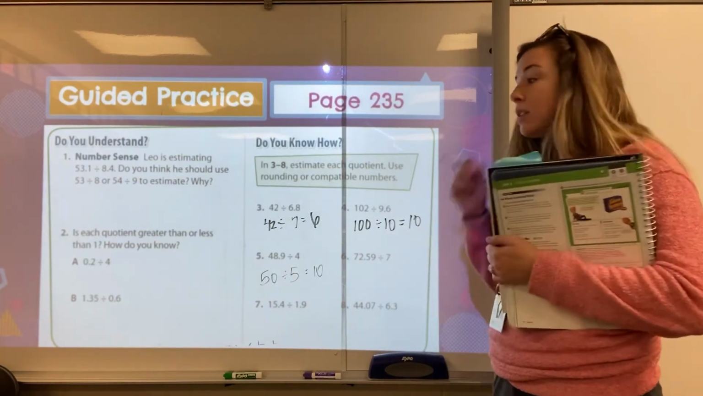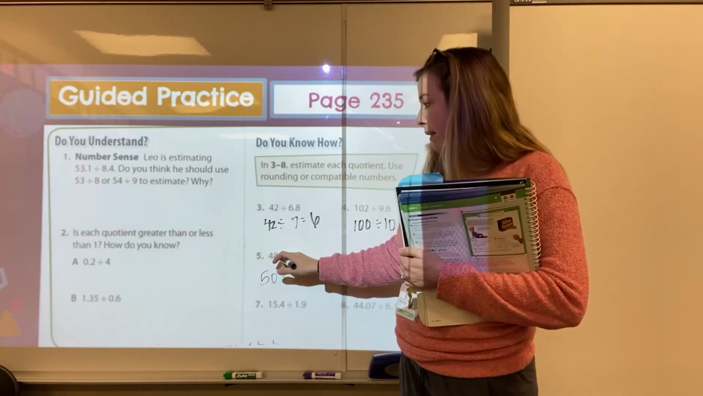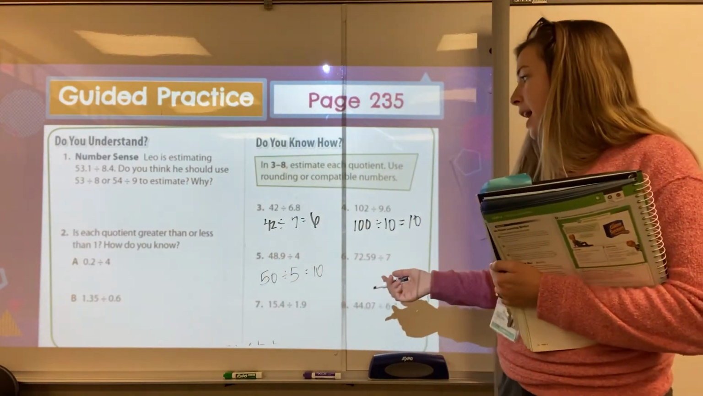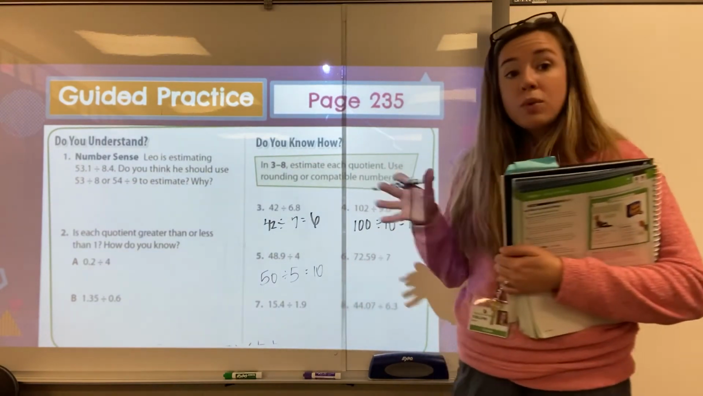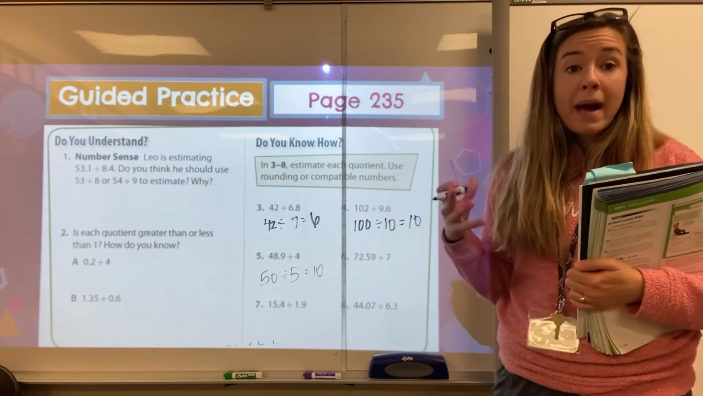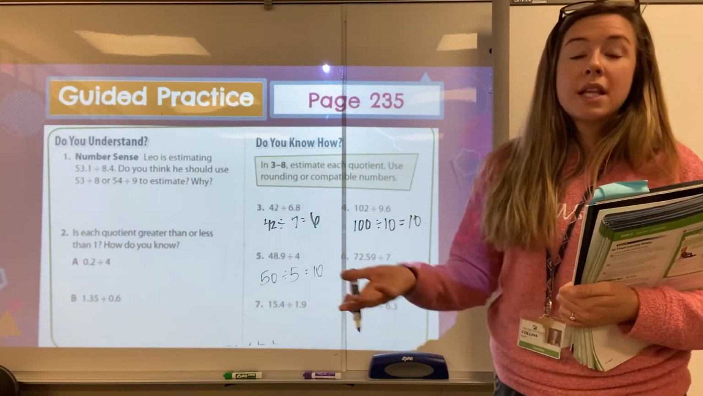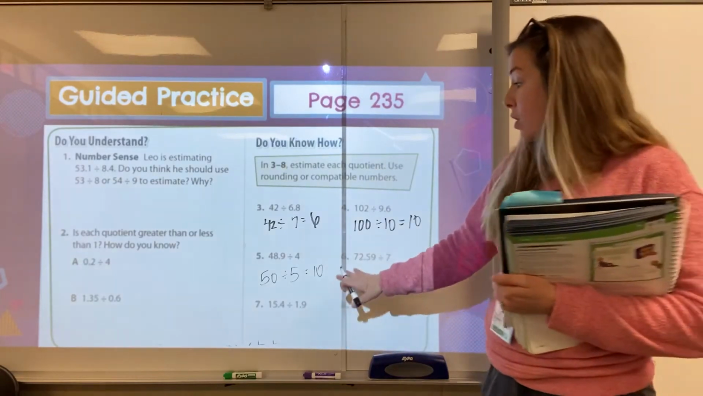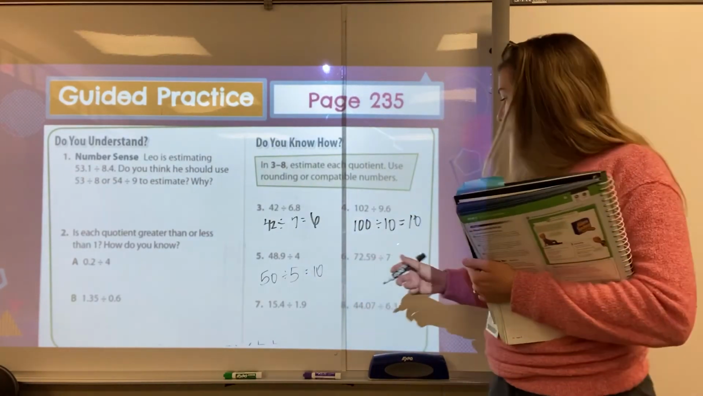Oh, and you know, I could have left this 4 and left this at 48, and I would have gotten 12. So 12 and 10, really close. You can round a little bit differently or find compatible numbers a little bit differently than what your neighbor might do, what somebody else in the classroom might do, and that's okay. As long as our estimations are pretty close, then you know you have a good guess.